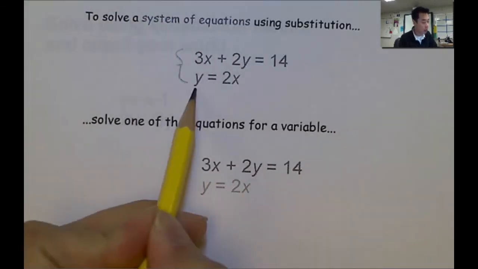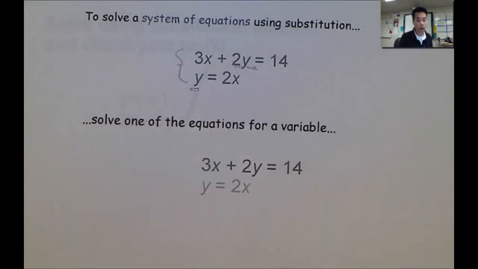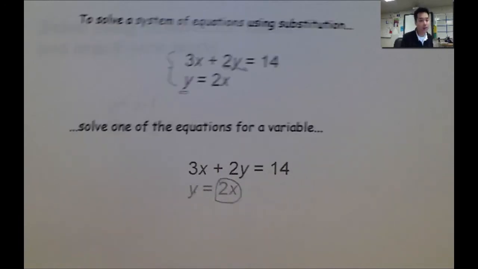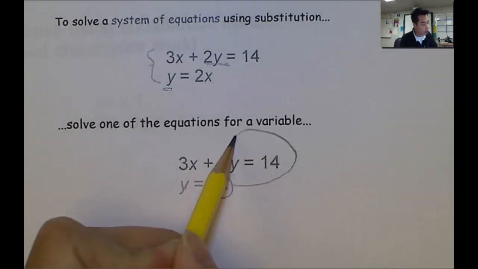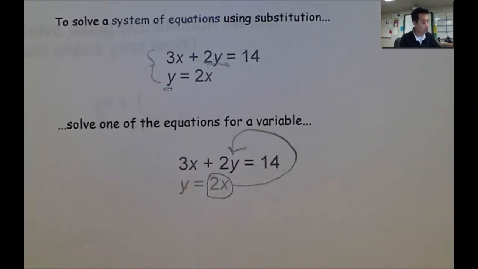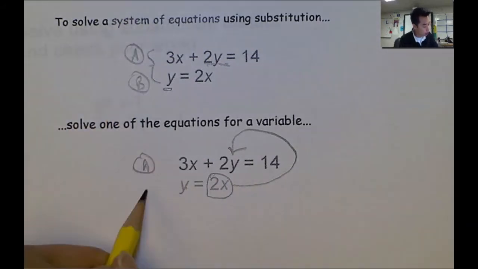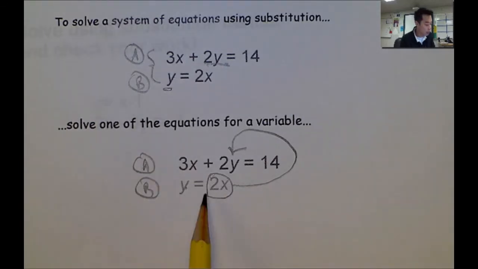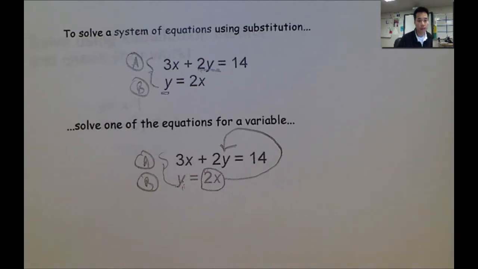So here's a y, and just like in the last example, here's also a y. So what I can do is, if y is equal to 2x, I can take this entire 2x and substitute it in where I see y in my first equation. This is equation A, this is equation B. I can technically take this 2x, put it in for y, because I already see that in my system y is equal to 2x.